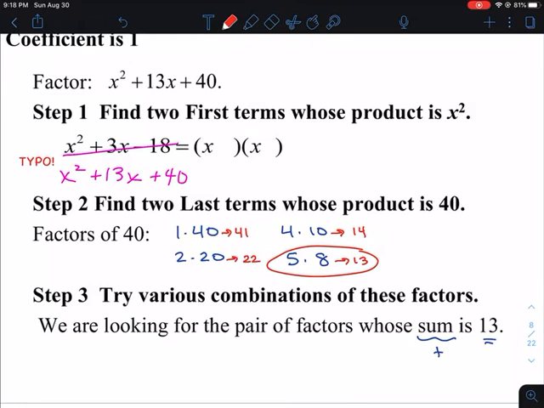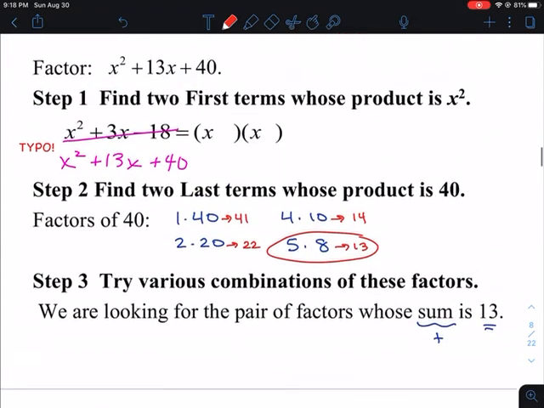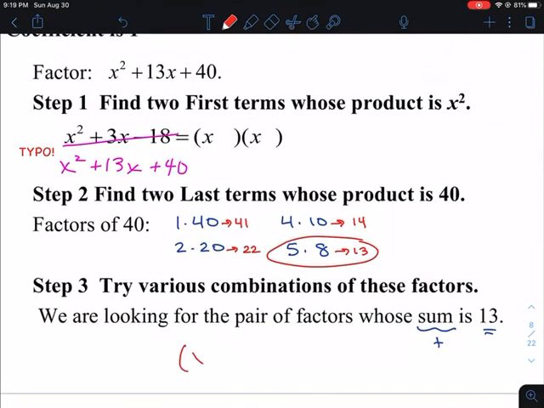So for instance, our final answer for that, I don't think for some reason there is a final answer. We end up with an x with a 5. We'd end up with an x with an 8. And then because these are all positive in terms of the 40, that means that they're the same sign, and this plus sign tells us that they are positive signs. So we'd end up with an x plus 5 and an x plus 8.